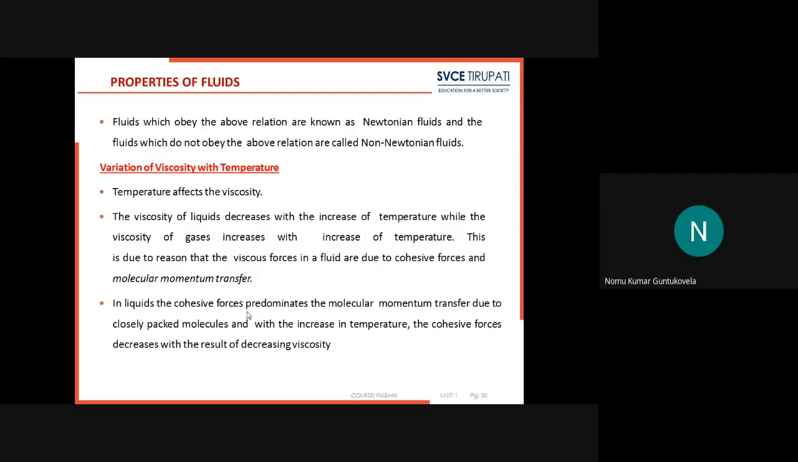Otherwise, if you take any oil or ghee or butter like this, it will be of sticky nature. Whenever the temperature increases, automatically the viscosity decreases.